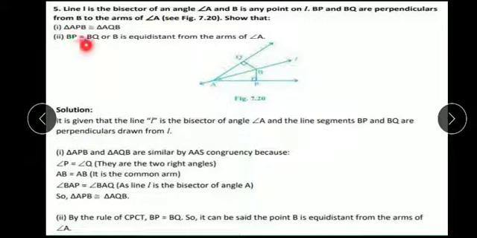Then we prove that BP is equal to BQ by the rule CPCT. Now what is CPCT? CPCT means corresponding parts of congruent triangles. So if two triangles are congruent, then these corresponding parts are also equal. So we can say that BP is also equal to BQ.